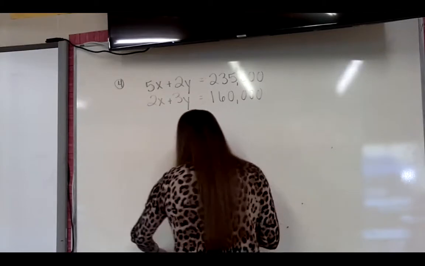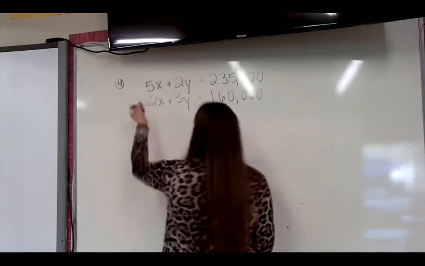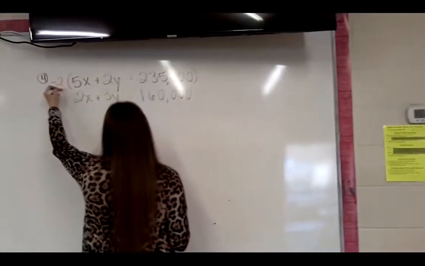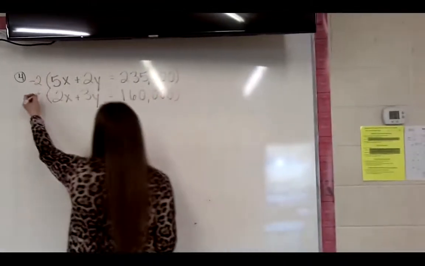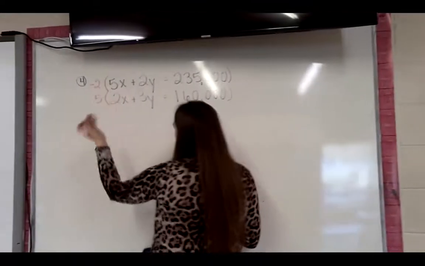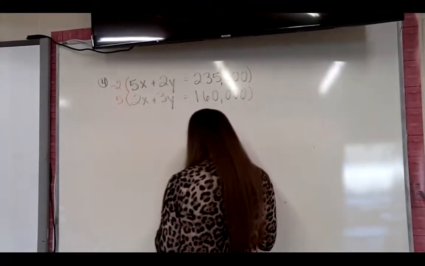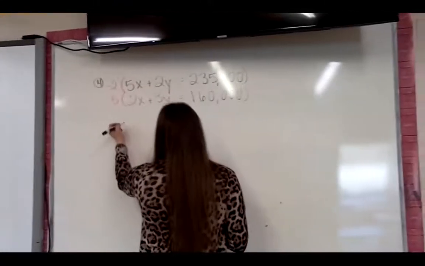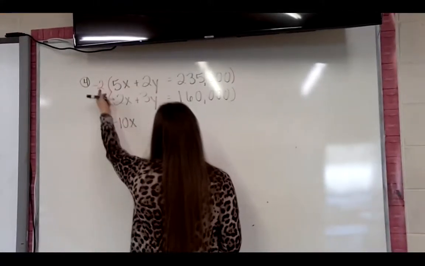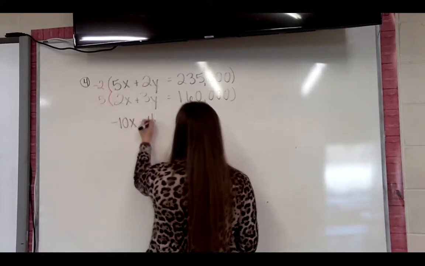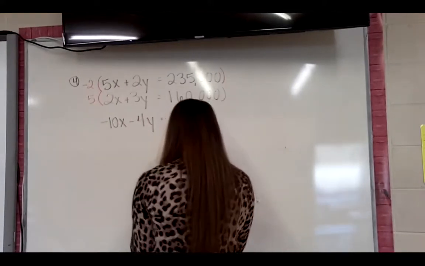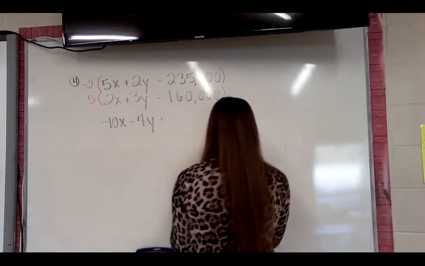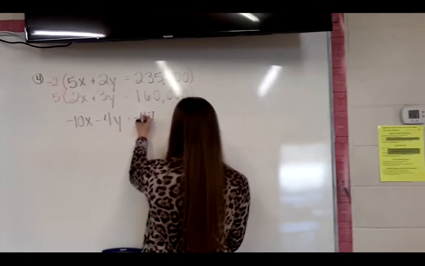I'll do it in a different color: multiply the top by negative 2, and multiply the bottom by 5. Because I want these to cancel, I'm going to make one 10 and one negative 10. So on top, negative 2 times 5x is negative 10x. Negative 2 times positive 2 is negative 4y. And then I'm going to plug this one in the calculator. That comes out to negative 470,000.